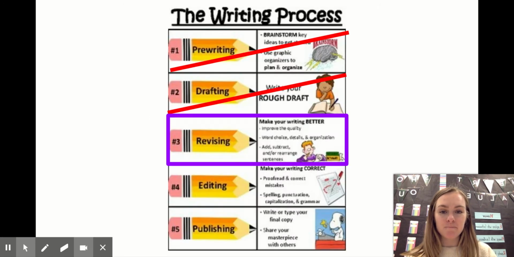So let's get started. For the past 2 weeks, we've been writing our personal narratives. We went through the pre-writing step, which is step one of the writing process. We started drafting last week, so we did the beginning, middle, and end of our draft. And today, we are starting step three of the writing process. We are starting revising. In revising, this is where you're going to make your writing better. You are thinking about your word choice, your details, the organization. This is where you can add sentences, maybe get rid of some sentences, and or rearrange some sentences.